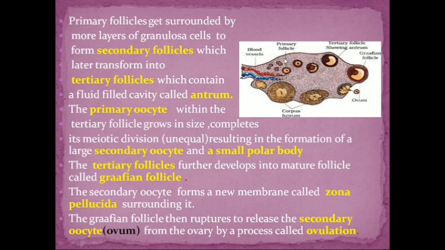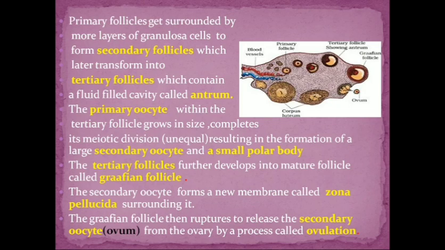Now, this whole process of transformation of a primary follicle into a secondary follicle, and then into a tertiary follicle and a mature Graafian follicle takes place within the ovary, and only one follicle gets transformed into a mature Graafian follicle in a month. That means only one ovum will be released per month. If this month it is from the right ovary, the next month it will be from the left ovary. So only one ovum will be released per month.